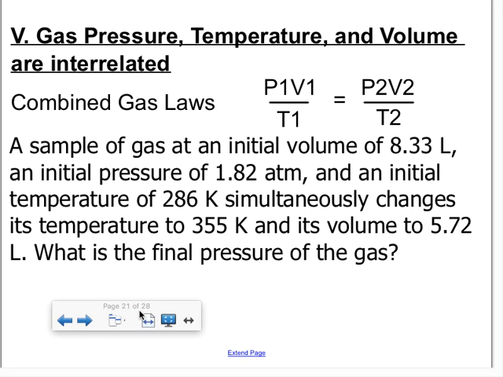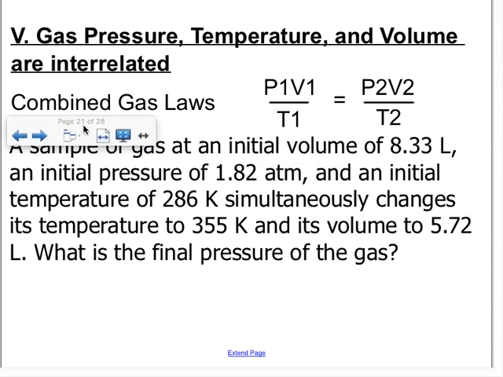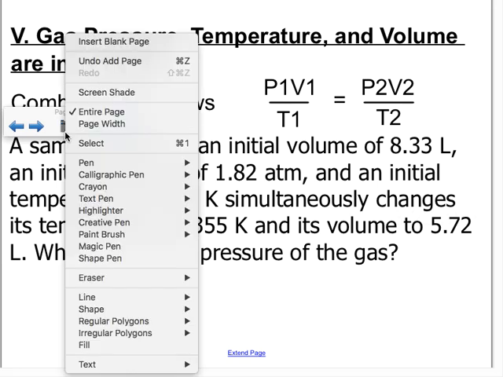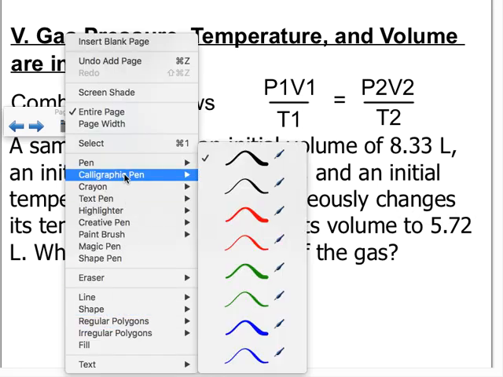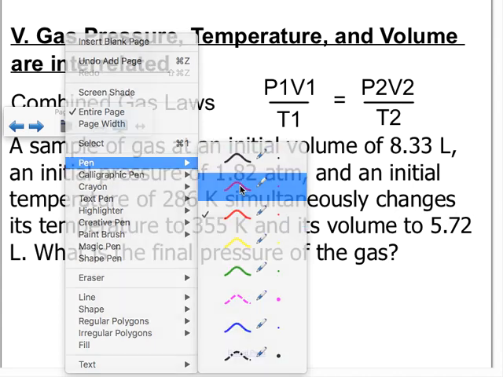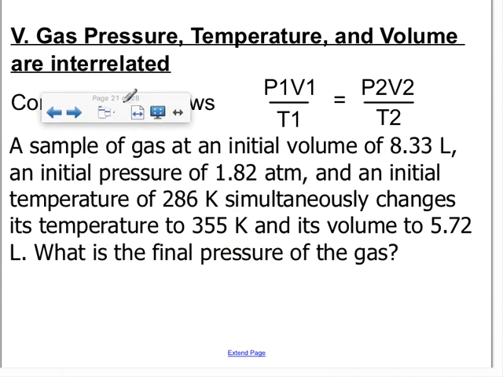So combined gas laws, basically you're going to combine all three gas laws. You're going to combine Boyle's, Charles', and Gay-Lussac's. And you can kind of see right here, pressure and volume and temperature all interrelated to each other. And this is the equation that you're going to use. Again, when you do temperature, the temperature has to be in Kelvin. So if you're given a sample problem in degrees Celsius, you need to make sure you do the conversions. Otherwise, you will get the wrong answer.